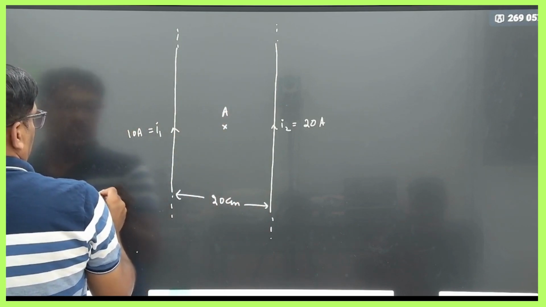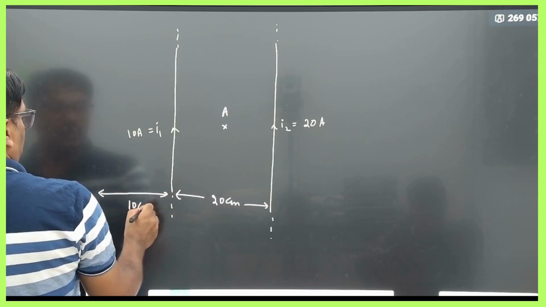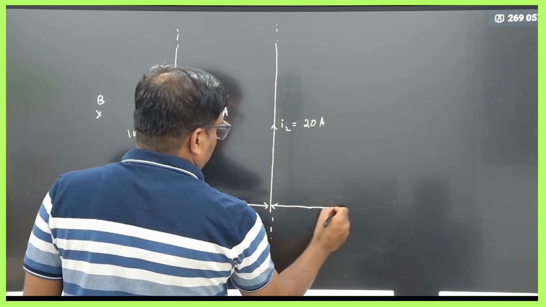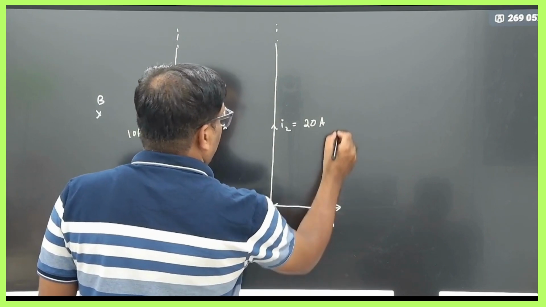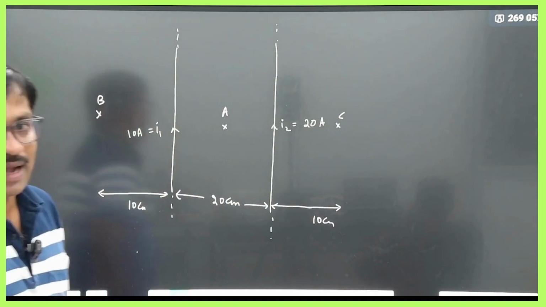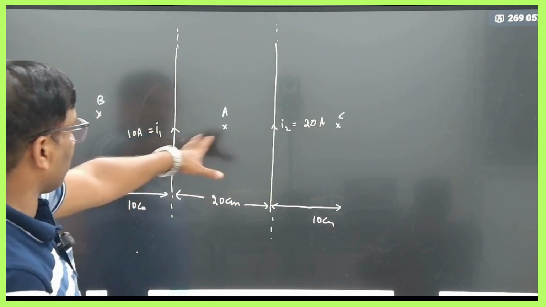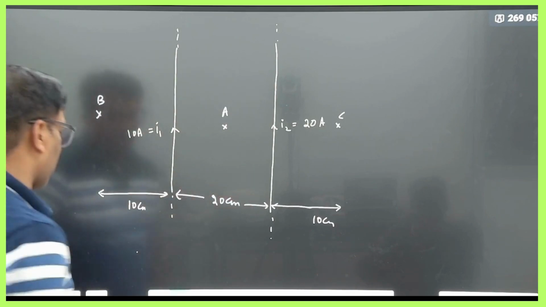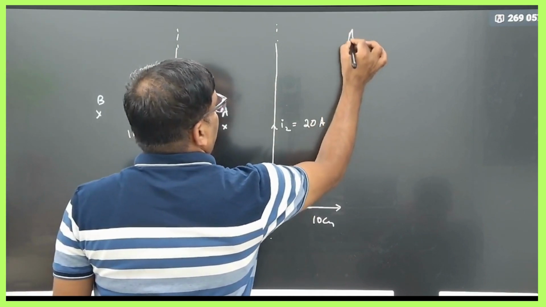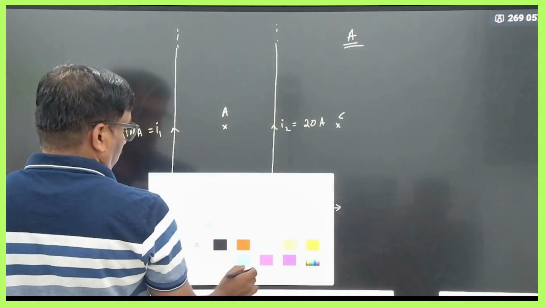Here also you can calculate, 10 centimeter, B. Here also 10 centimeter, so you can calculate at C. So the magnetic field at A, B, C you can calculate. I'll do 1 or 2 questions, the remaining things you can try. Here I will calculate the magnetic field at A. How to do it? Very simple one.